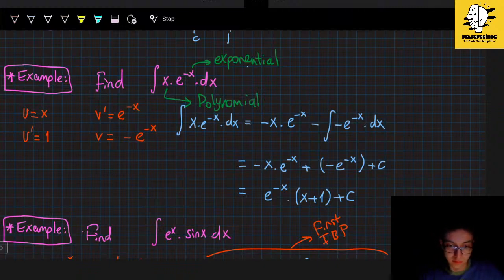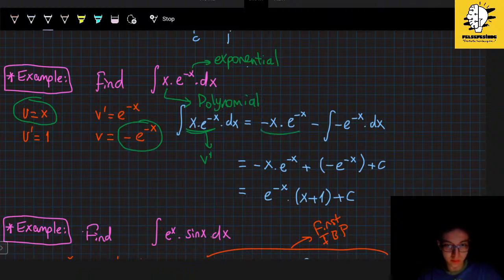So as you can see, as we did here, and this is v prime. So in order to find v, we have to take the integration, right? It is minus e to the power of minus x. This is the thing. So it will be equal to u times v, right? And u times v, we have them here. Yeah, no problem with that. We just put them here. And then we have minus.